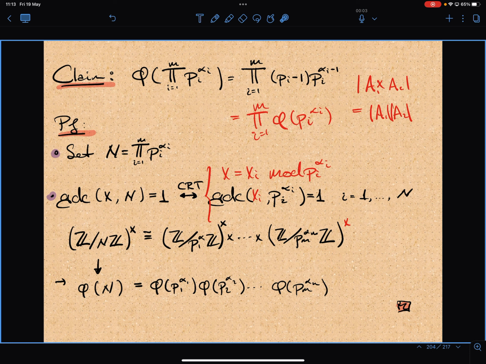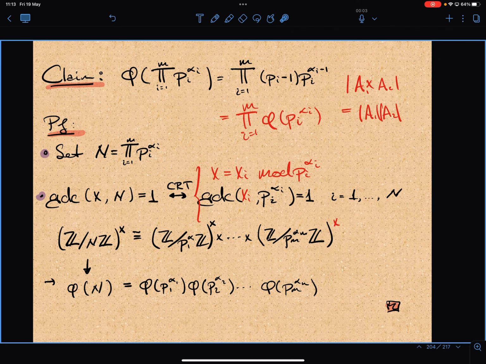Does that make sense? And then we just go straight through. We just look at the size of each set on the left and the right-hand side, and they have to be equal. Questions? All right.